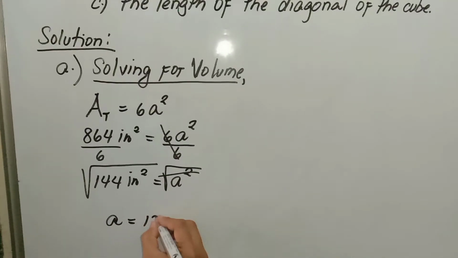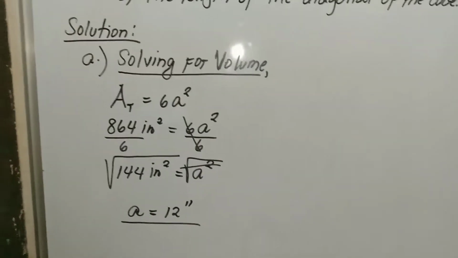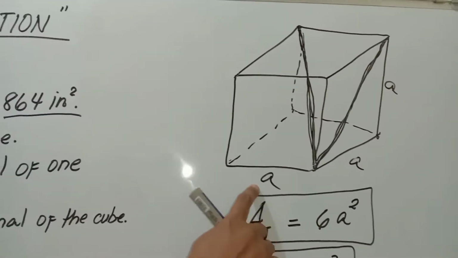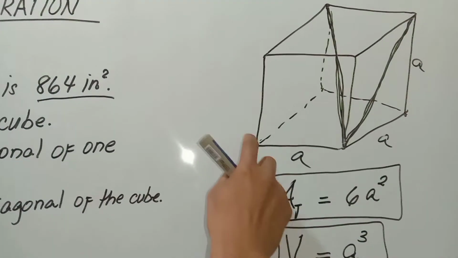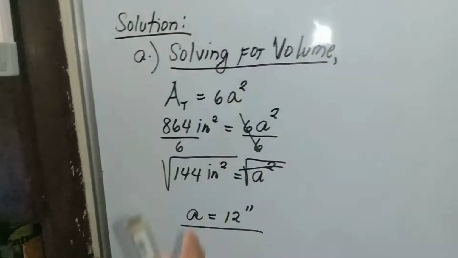So the length of the side of this particular cube is equal to 12 inches. A is equal to 12 inches. And also here 12 inches. Anywhere. Okay, A is equal to 12 inches.